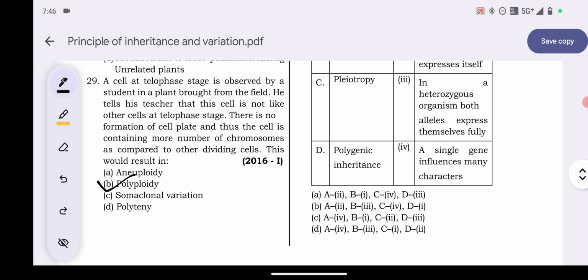Explanation. Failure of cytokinesis after telophase stage of cell division results in an increase in a whole set of chromosomes in an organism, and this phenomenon is called polyploidy. This condition is often seen in plants. So option B, your answer will be polyploidy.